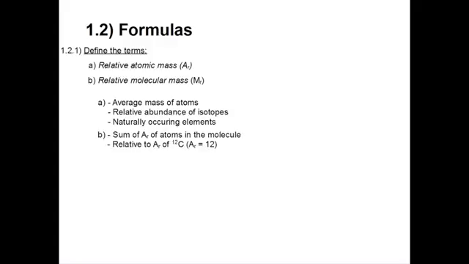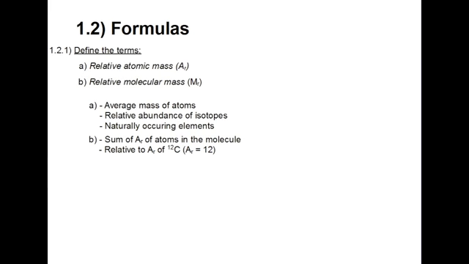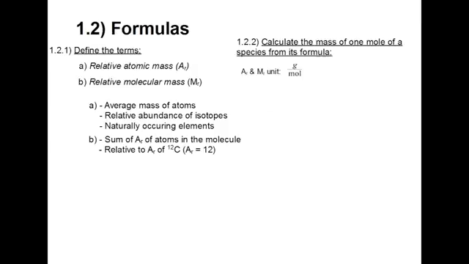And the relative molecular mass is the sum of the atomic masses of the atoms in the molecule, and is relative to the atomic mass of carbon-12, which is equal to exactly 12 grams per mole. The next point that we'll be looking at is 1.2.2, and it's about calculating the mass of 1 mole of a species from its formula. Both the relative atomic mass and relative molecular mass have the same unit, which is grams per mole.